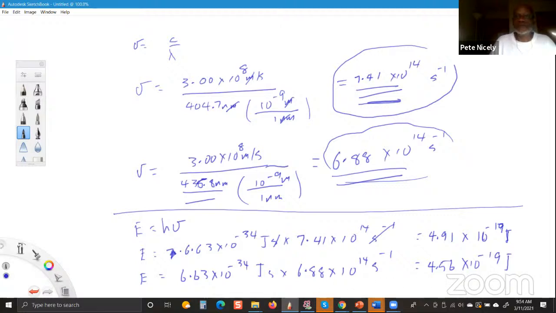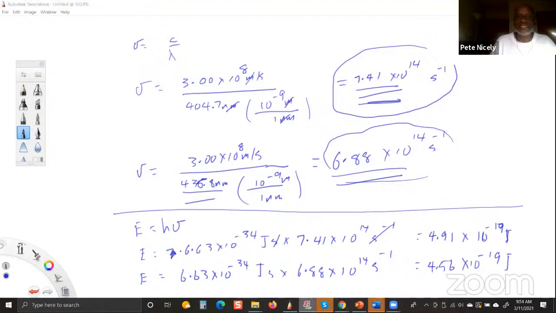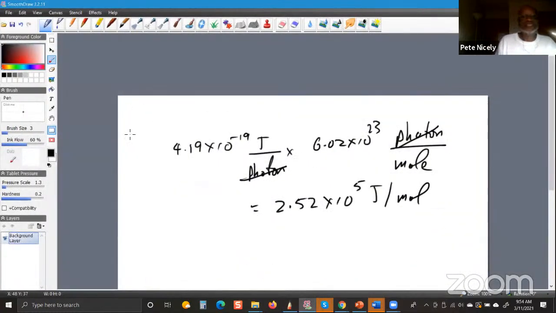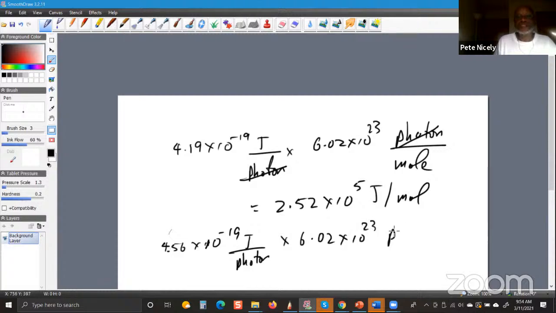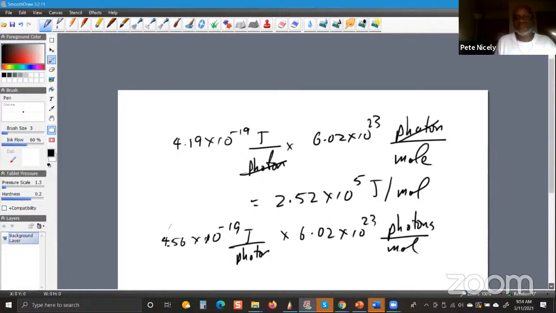the other energy, I'm sorry, which is 4.56 times 10 to the minus 19. So let me just do that down here. 4.56 times 10 to the minus 19 joules per photon. And it's the same thing as above, multiplied by 6.02 times 10 to the 23 photons per mole. And that's basically the setup.